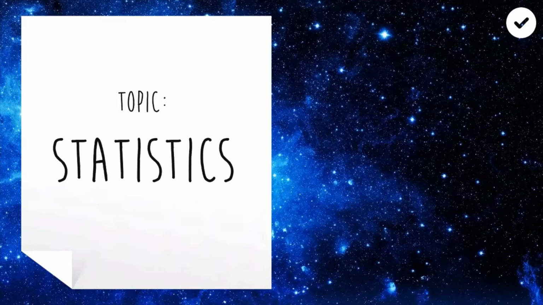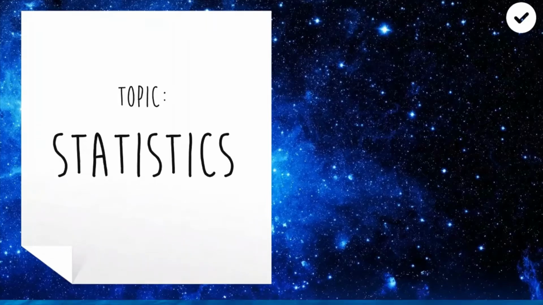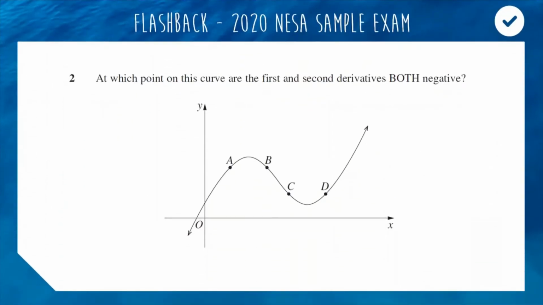We're going to start things off with a revision question as per usual. So this is from the 2020 NESA sample exam that was recently published. This is the second question. It was multiple choice, but you can see what the multiple choice options are. At which point on this curve, either A, B, C, or D, are the first and second derivatives both negative? Have a think.